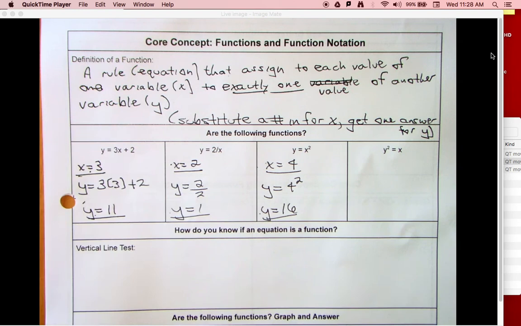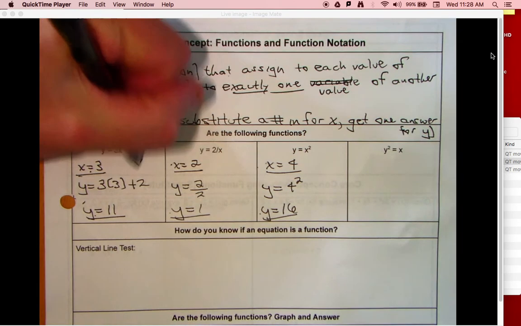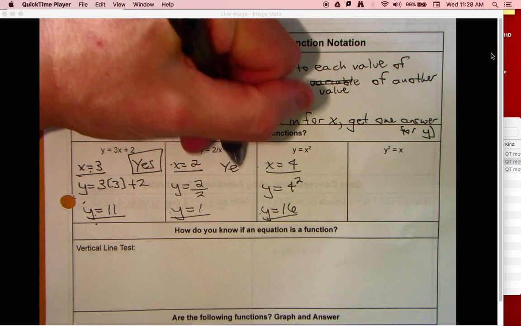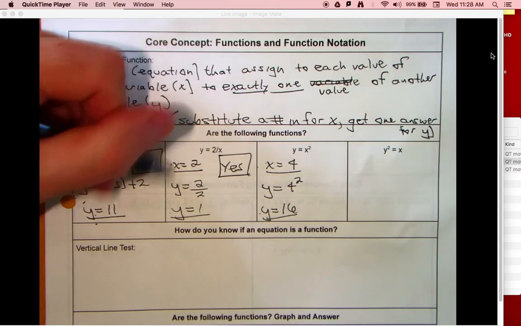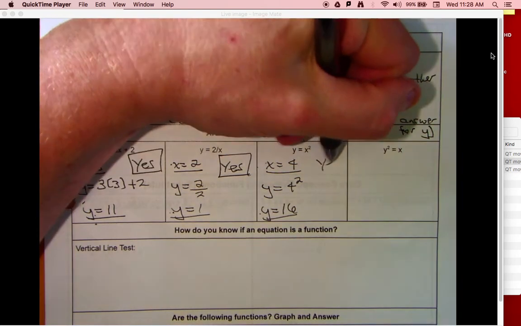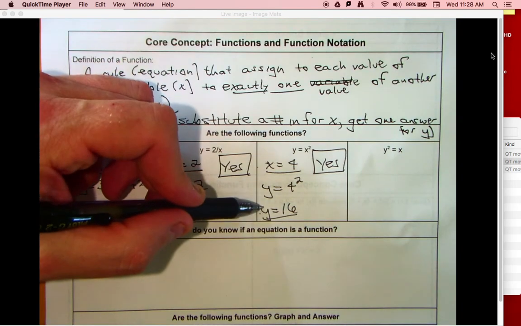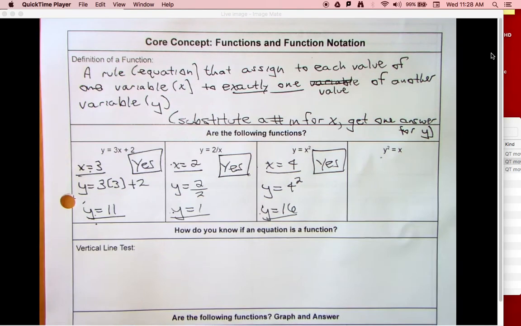Right? Now, are these three functions? The answer to this is yes. Yes, this is a function. Plug one number in, get one number out. Yes, this is a function. Plug one number in, get one number out. Yes, this is a function. Plug one number in, get one number out. This other one though, let's take a look at it.